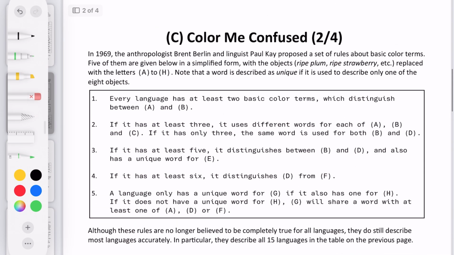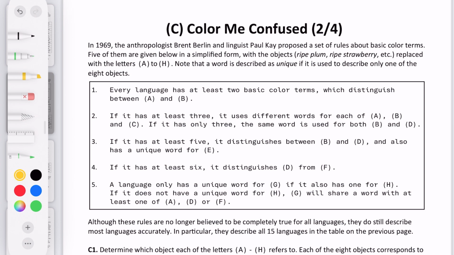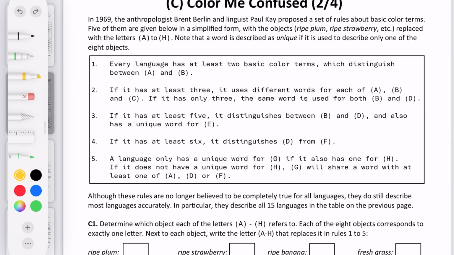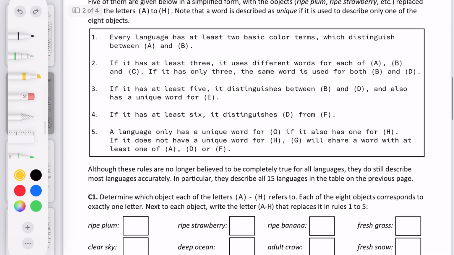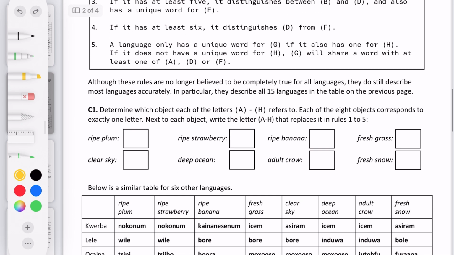And then if we scroll down here, we can see that they give us a list of rules 1 through 5. And in these rules, each object, from ripe plum, ripe strawberry, etc., is given a letter from A to H. And essentially our task down here is to use these rules to figure out which object is A through H. And as you can see here, problem C1 is to determine which object each of the letters refers to.